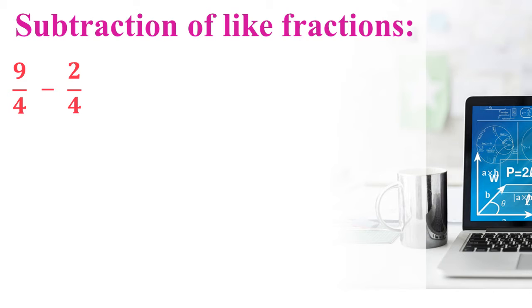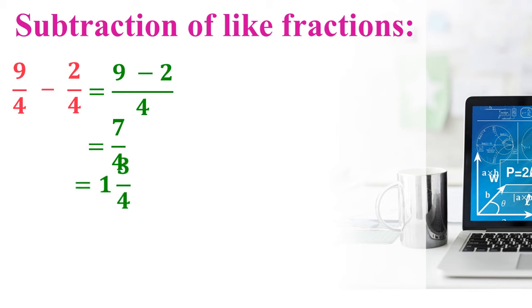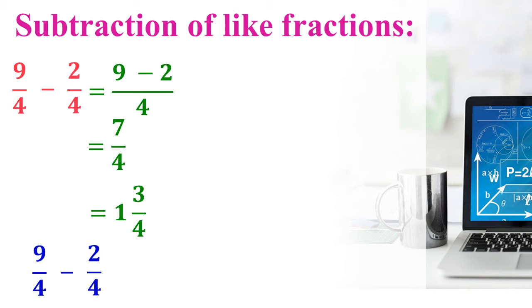Since these are like fractions, we simply subtract the numerators. So let us write 9 minus 2 divided by the common denominator 4. Next, 9 minus 2 equals 7, so 7 by 4. Finally convert to the mixed fraction. So 7 by 4 can be written as 1 and 3 by 4. So the answer is 9 by 4 minus 2 by 4 equals 1 and 3 by 4.